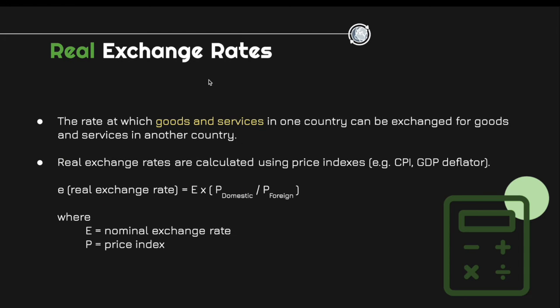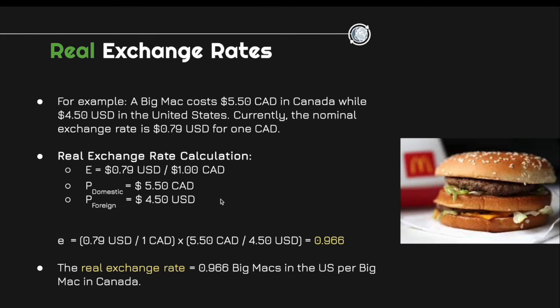Now we'll go to real exchange rate. It is the rate at which goods and services in one country can be exchanged for goods and services in another country. It is usually calculated using price indexes. And this is the formula for real exchange rate, where the uppercase E is the nominal exchange rate and the P is the price index. We'll talk more about it here, where we show an example using Big Mac.